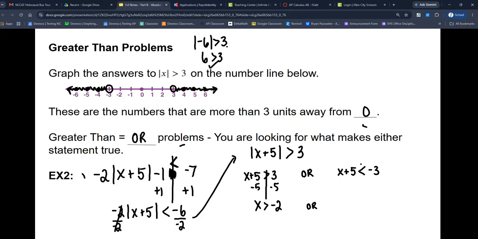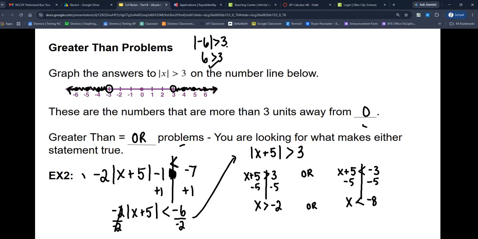And then, Darian, what are we going to do to solve that second one? We got x plus 5 less than -3. What do we do to solve that one? Good. We're going to take away that 5. And we get x is less than -8.